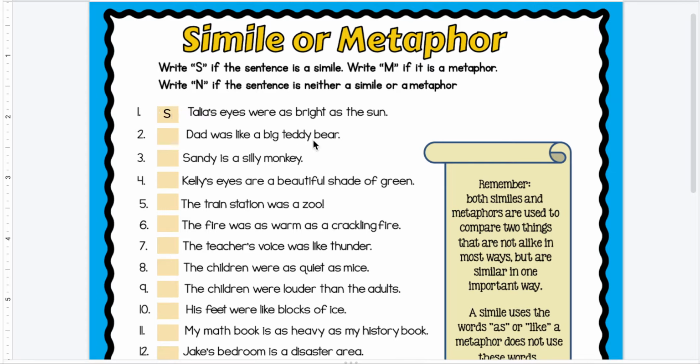Dad was like a big teddy bear. So this one is trying to trick you. I'm going to tell you why. You know how when we talked about a metaphor, we say it's saying one thing is something else. And a lot of times when we were looking at those metaphors, it would say so-and-so was this or is this. But here we have was followed by this word right here, like. Even though was is here, this word like tells me that it might be a simile.